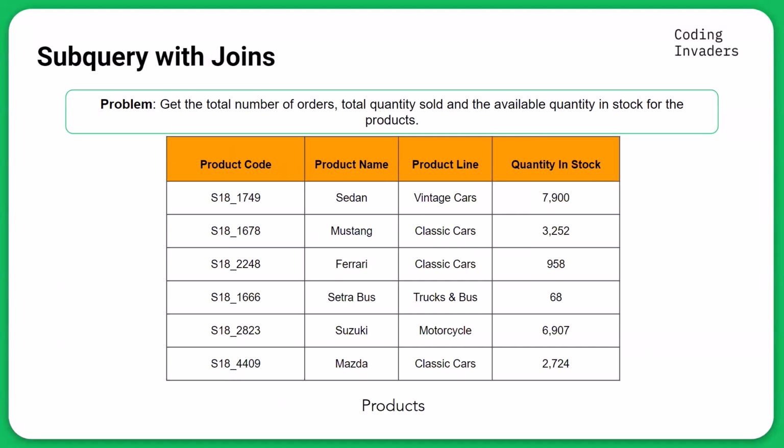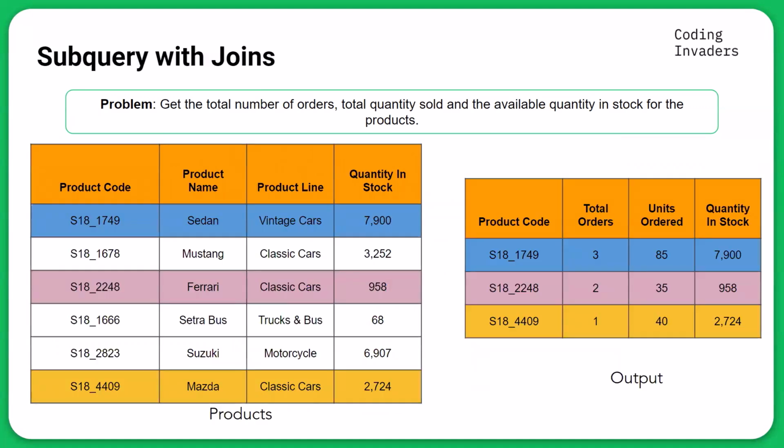Now, we can join the order details table with the products table on the condition that the product code should match in both of these tables. Once we do that, we can get the quantity in stock from the products table. So our final output for the problem will look like this, which has 3 product codes, that is S181749, S182248 and S184409, with the quantity in stock that is 7900, 958 and 2724 from our products table. So this way we have joined the order details and the products table.